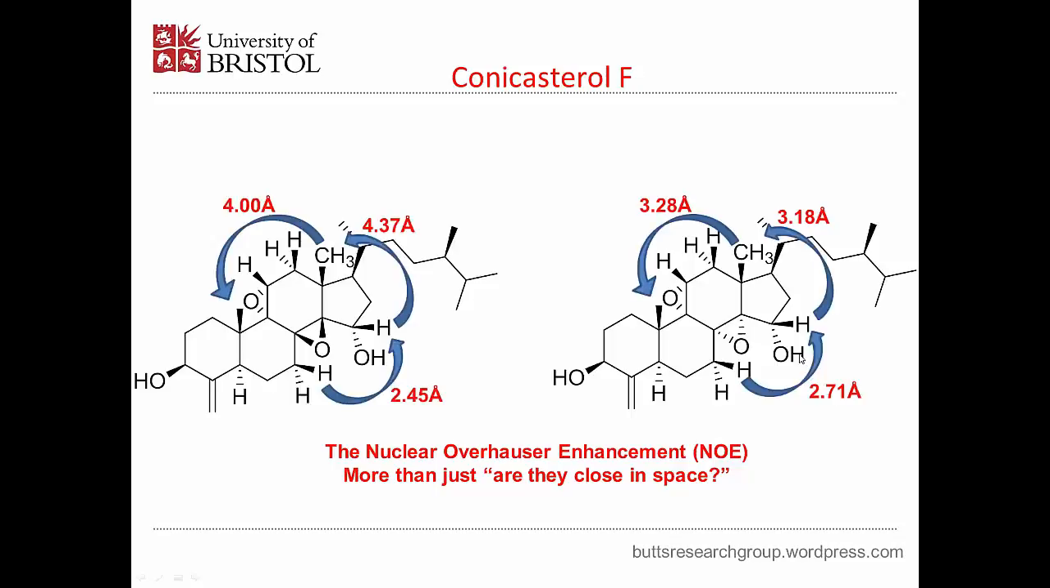And that's where we really got into this game, because if you model these 2 structures, you can see that there are subtle differences in the interproton distances in, for example, the proton-proton interactions that I've shown here. And so if we can measure the distance between these protons accurately enough, we should be able to differentiate between 2.45 and 2.7 angstroms, certainly between 3.2 and 4.4 angstroms.